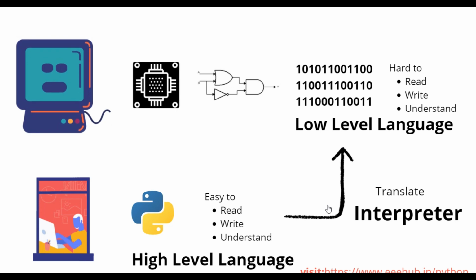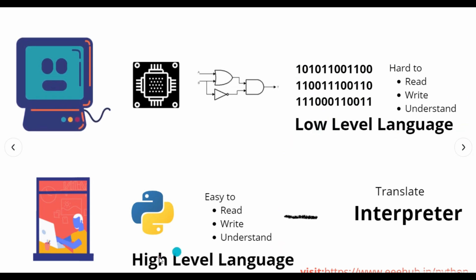So what is a low level language? The language that is easily understood by the machine is called a low level language, also called machine language. Here you see the computer, which consists of lots of ICs and processors, and these processors consist of lots of logic gates, which only work on zeros and ones. This series of zeros and ones is very hard to read, write and understand. That's why it is called a low level language.